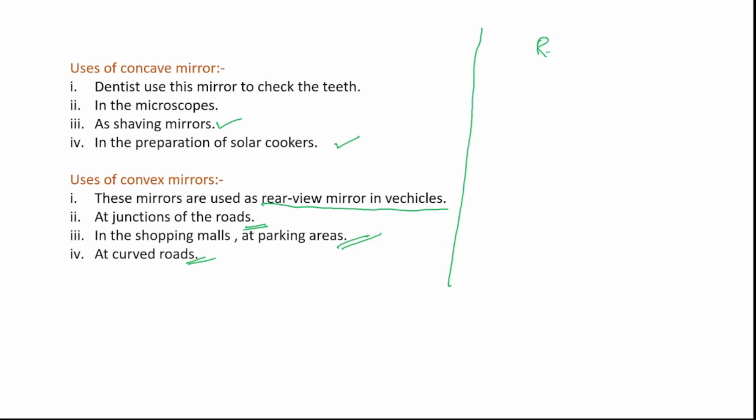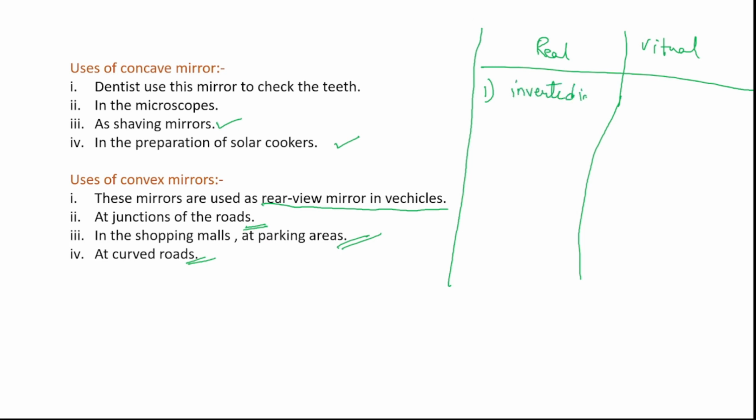So if you don't know what is real image and virtual image, we can write simple differences for real and virtual image. Okay. First one, real image is inverted image. Virtual image is erect image. So erect is upright image, and real image is inverted image, that is it will be upside down of the object, okay. Next, real image can be caught on the screen, okay, and virtual image cannot be seen on the screen, okay.